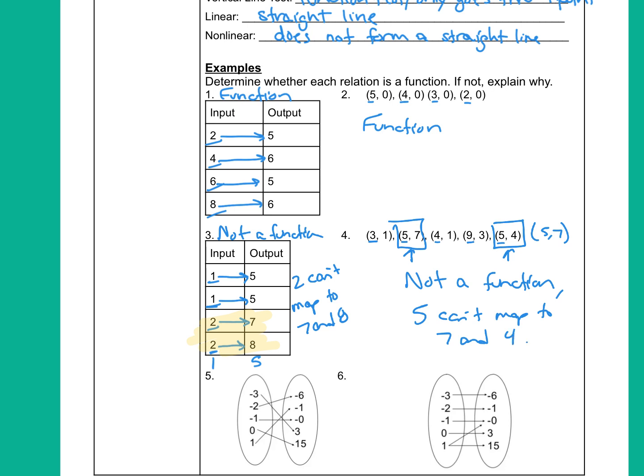Whatever you see first, this is our first 5, it kind of sets the rule. The rule is if I put in a 5 for x, I better get out a 7 for y. So anything else that has a 5 better go to 7. And then once that rule is broken, it's not a function.